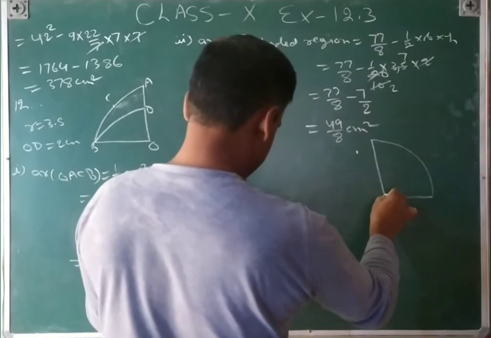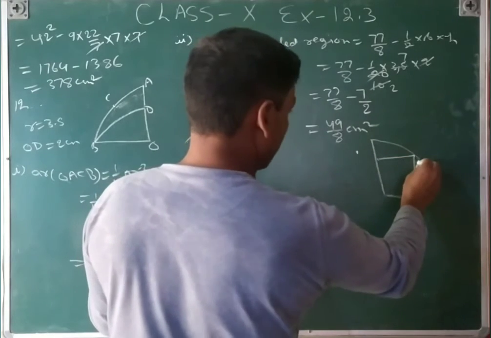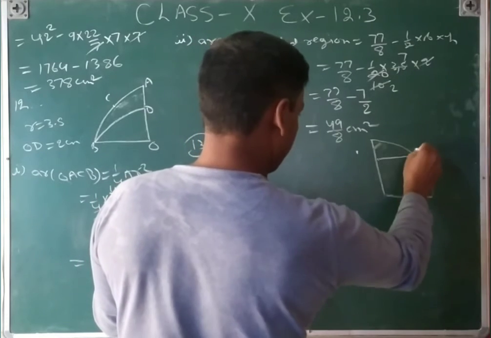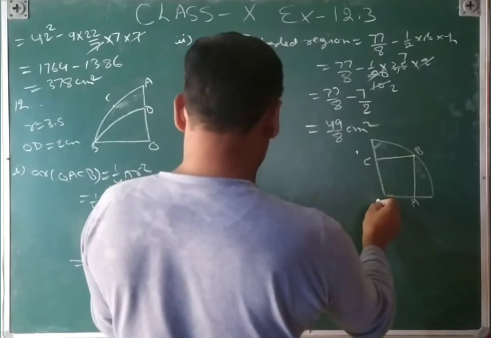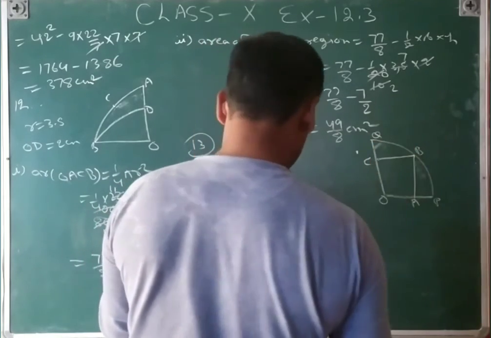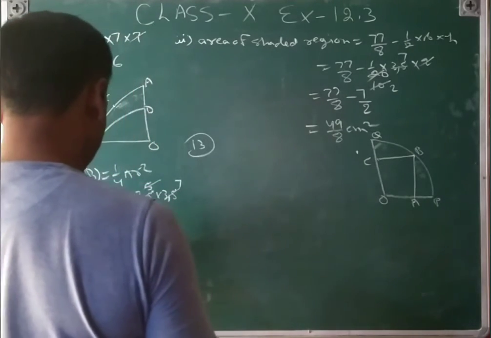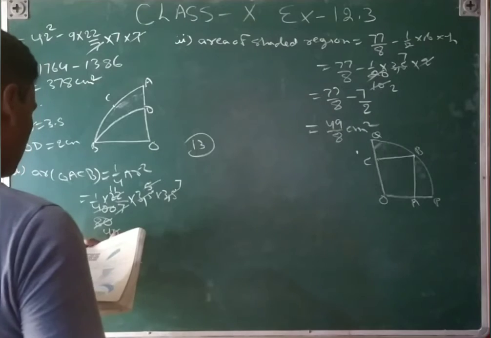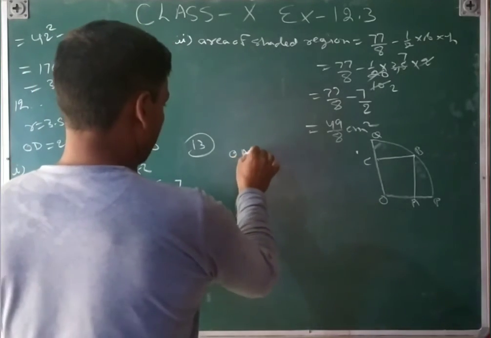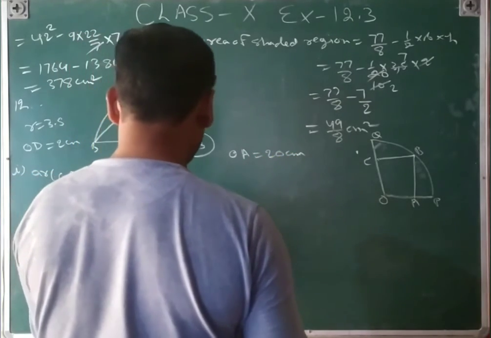That is a quadrant and then this is a square. So we need to find the area of this part. So that A, B, C, O, P, Q. OA is given as 20 centimeter. So find the area of the shaded region.